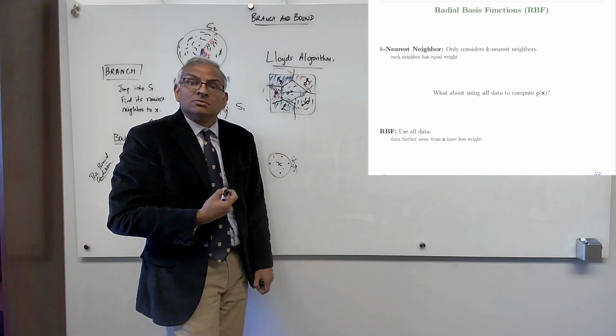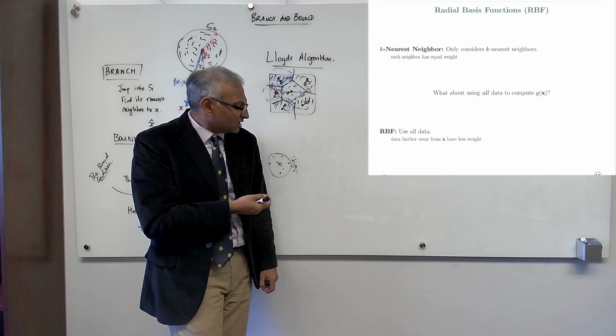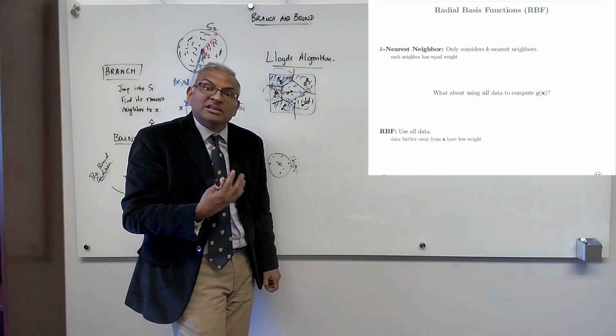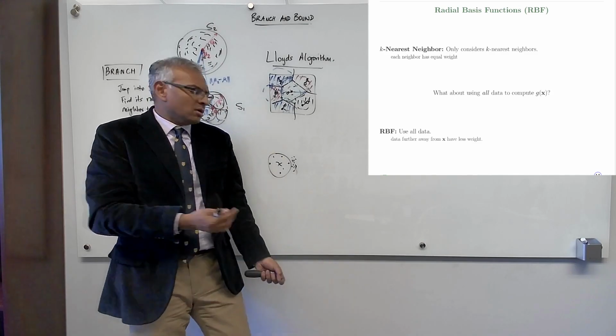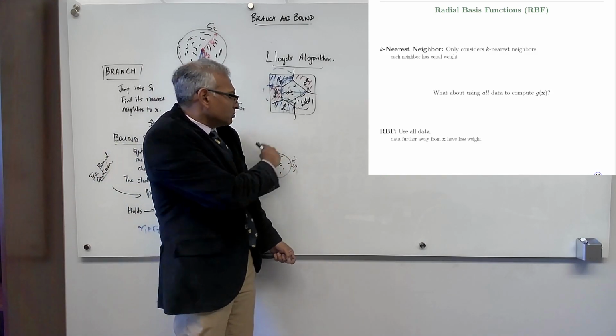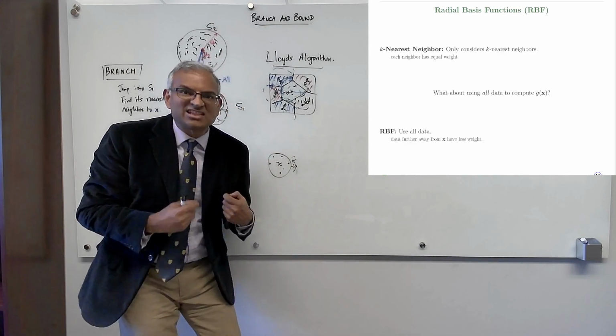The learning model that we're going to develop, that we're going to derive actually, is called the radial basis function learning model. And there are many ways to derive it. We are going to take the view of extending the nearest neighbor so that you can use all the data, but perhaps weighting data so that far away data points get less weight.